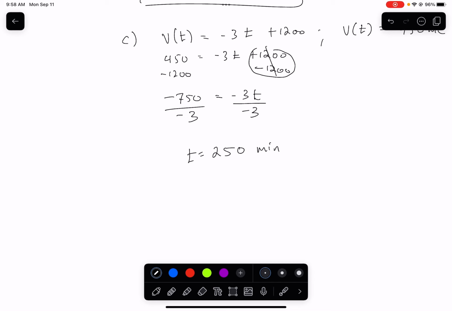Now, at what time? So we have not answered the question. All we've answered is how long it will take to get to 450 milliliters. It wants to know what time. So if it starts at 11 a.m. and 250 minutes pass, what time is it? How could we figure that out? Well, we could divide that by 60, and then we'd figure out how many hours it is.